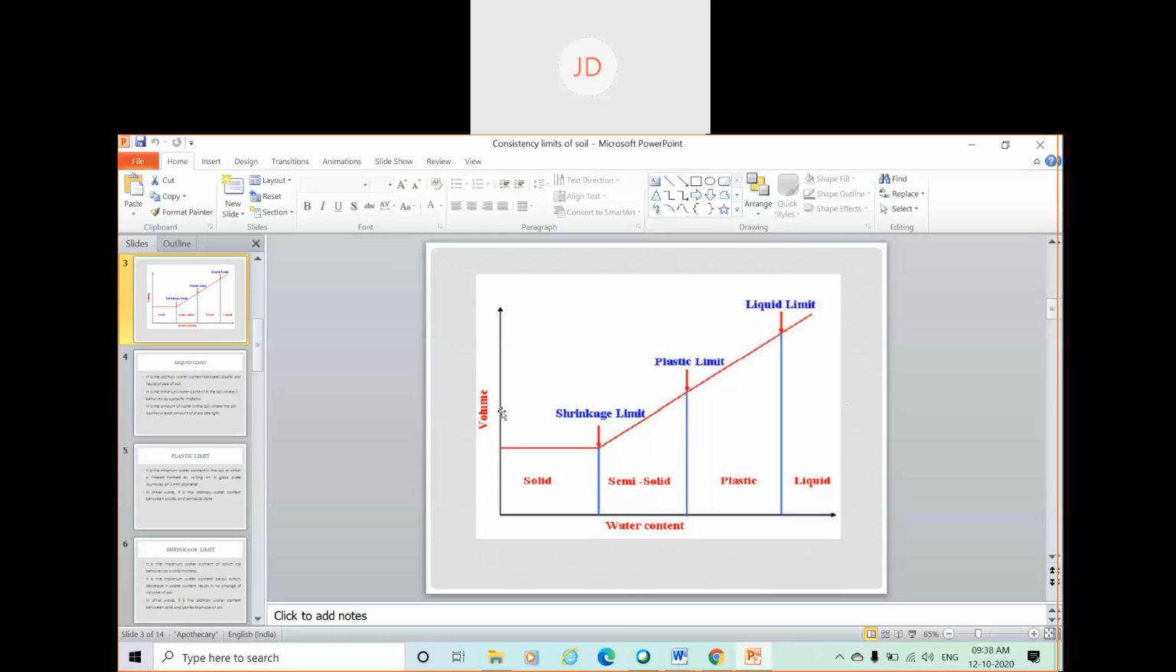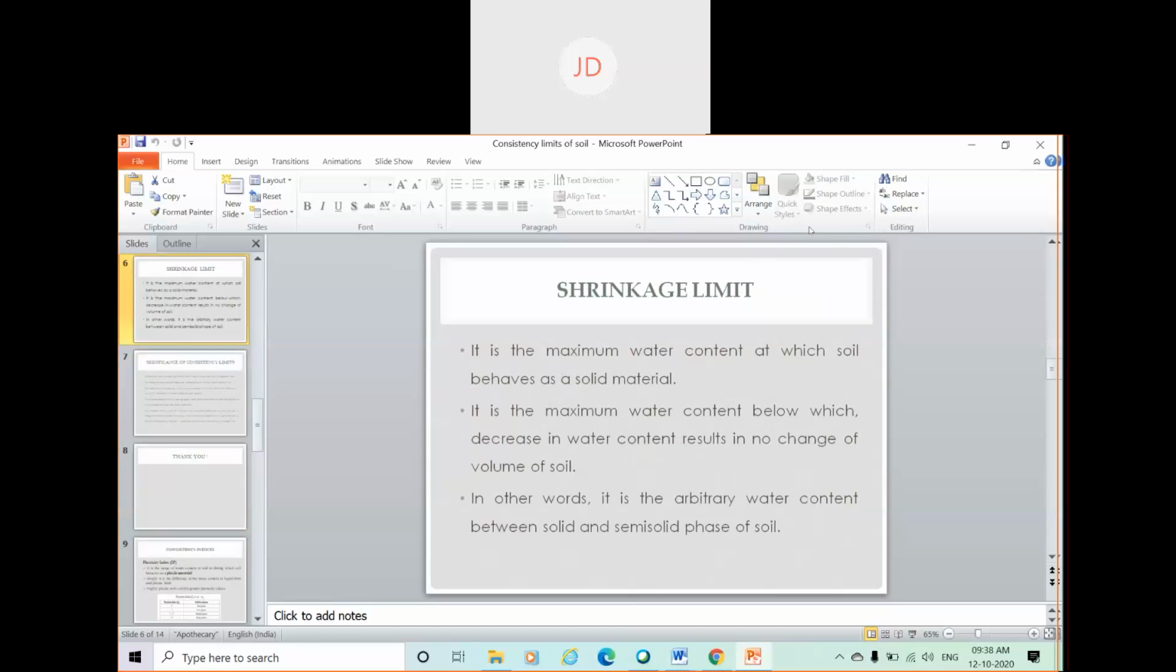That is what the diagram shows, the variation of volume with water content. Now let's go back to the definition. Shrinkage limit is defined as the maximum water content at which soil behaves as a solid material. We'll discuss that later on. First, let's see the next definition. It is the maximum water content below which a decrease in water content results in no change in volume of soil.